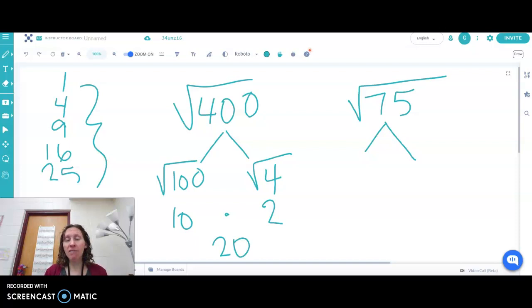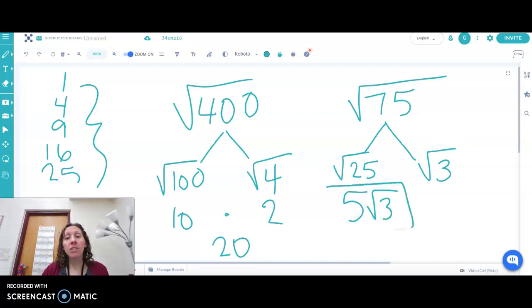Well, 25 is a factor of 75. So I'm going to break this one up into the square root of 25 and the square root of 3, because 25 times 3 is 75. Well, I can take the square root of 25, that's 5, but I can't take the square root of 3, but it's still being multiplied by it. So I could simplify it to 5 times the square root of 3.